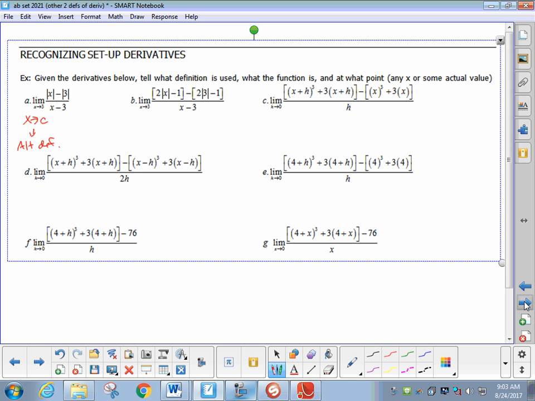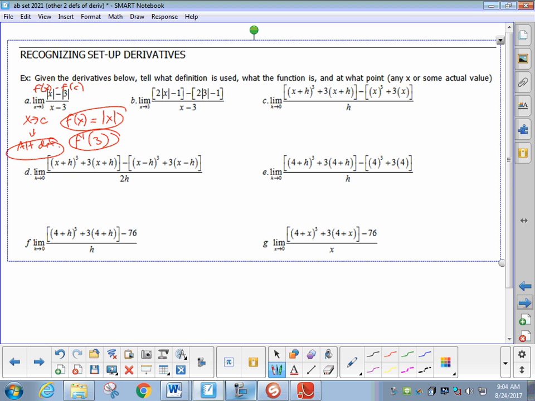I also asked you to tell me, what's the function for this problem? What's the function? f of x is? What do you see going on? Now remember, the top is what tells you the function. The function must be absolute value of x, okay? And at what point? Are you finding f prime at any old x or at a specific point here? Are you finding the slope? What are you finding the slope at? At 3. You're finding f prime of 3.